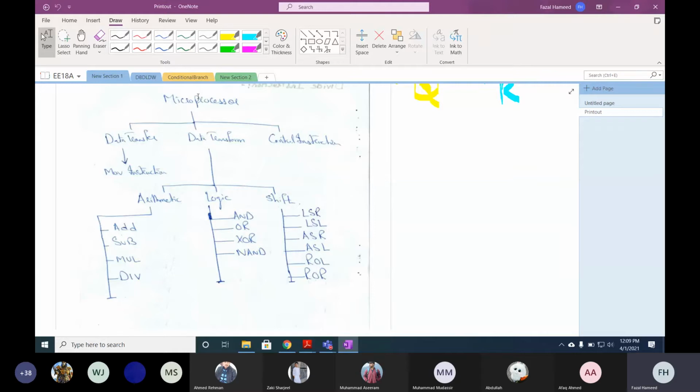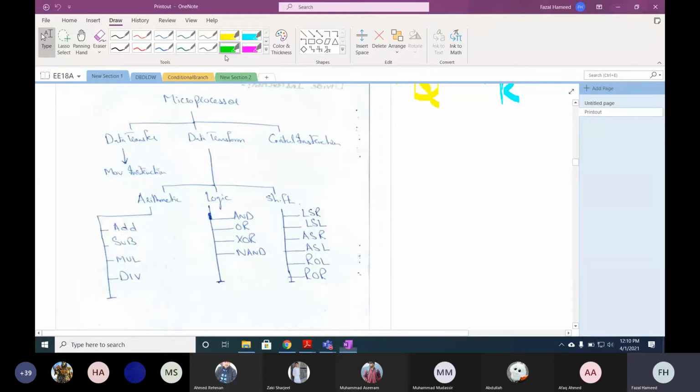So what are the possibilities? We can transfer the data from one register to another register, from a register to memory, from memory to a register, or from one memory location to another memory location. We can also use immediate addressing mode, in which the operand is a part of the instruction and we are transferring an immediate value to a register or to a memory location.